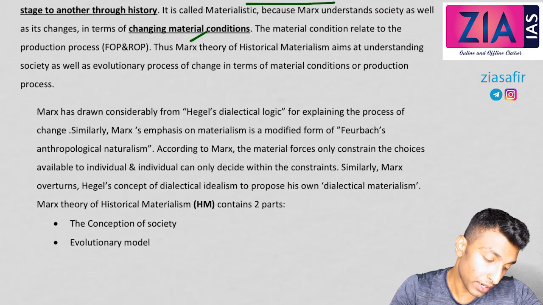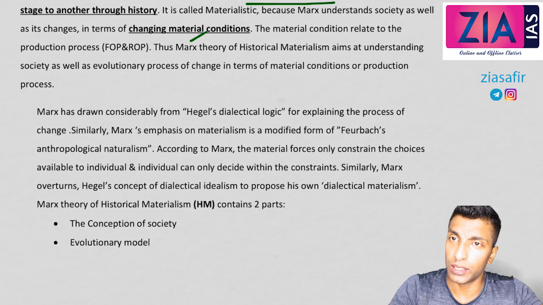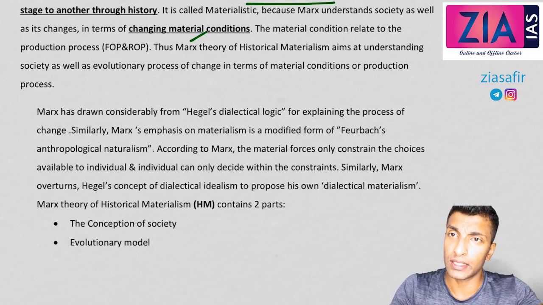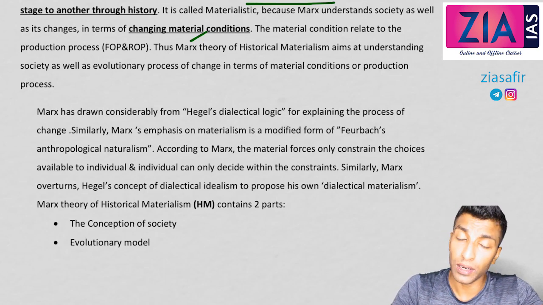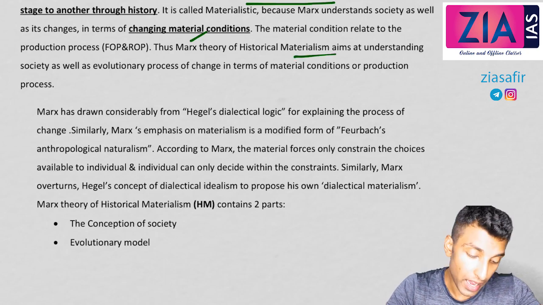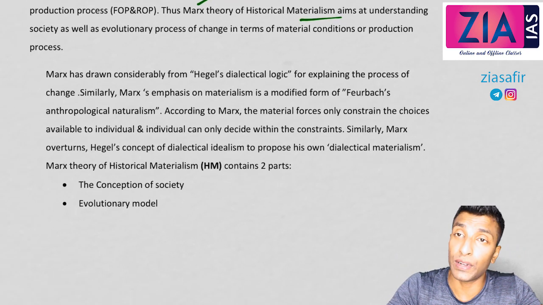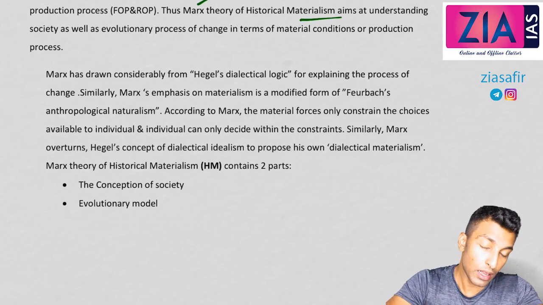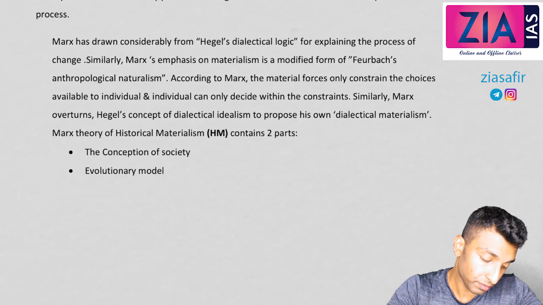The material condition relates to the production process. Everything related to production is related to change in material condition. The production setup is changing, right? Ancient mode to feudal mode, the way you produce things is changing. Feudal to capitalism, the way you produce things is changing. So the production is changing, so there is a change in society. Thus, Marx's theory of historical materialism aims at understanding society as well as the evolutionary process of change in terms of material conditions or production process.